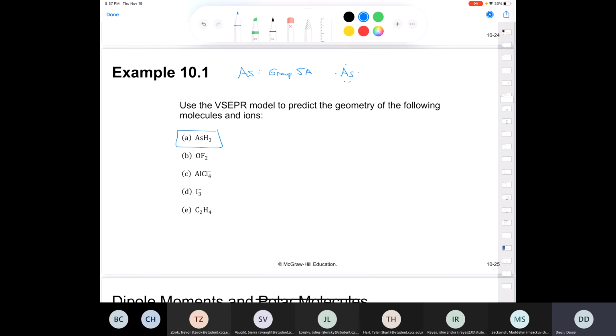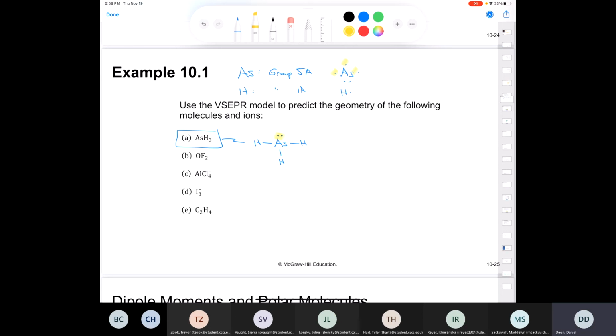1, 2, 3, 4, 5. Okay. It's got 1, 2, 3 unpaired electrons that are ready to form bonds. Hydrogen is in group 1A. It's got 1 valence electron, and I've got 3 of them, so how am I going to connect them? If I just drew a Lewis structure of AsH3, it's going to look like this. I'm going to have 3 bonds to hydrogen and a lone pair.